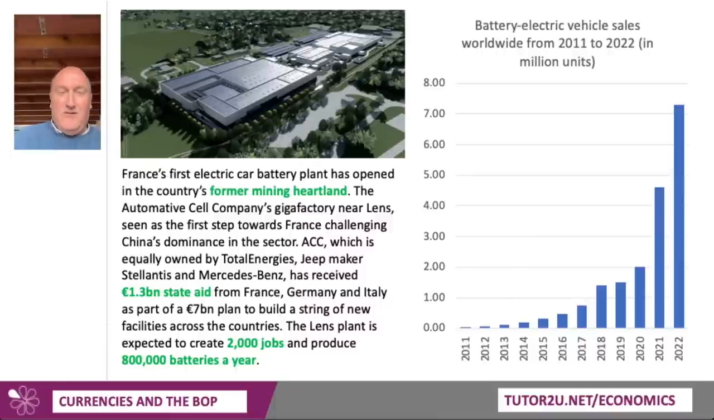Here's a bit of background for you. France has just opened its first car battery factory. It's huge. That picture, by the way, is actual size. It's near Lens, which is a former mining area, which is significant. A lot of state aid. Total Energy, as those of you cyclists will know, Stellantis, which I think owns Citroën, Mercedes-Benz, a lot of investment, 2,000 jobs directly, 800,000 batteries for e-vehicles per year.